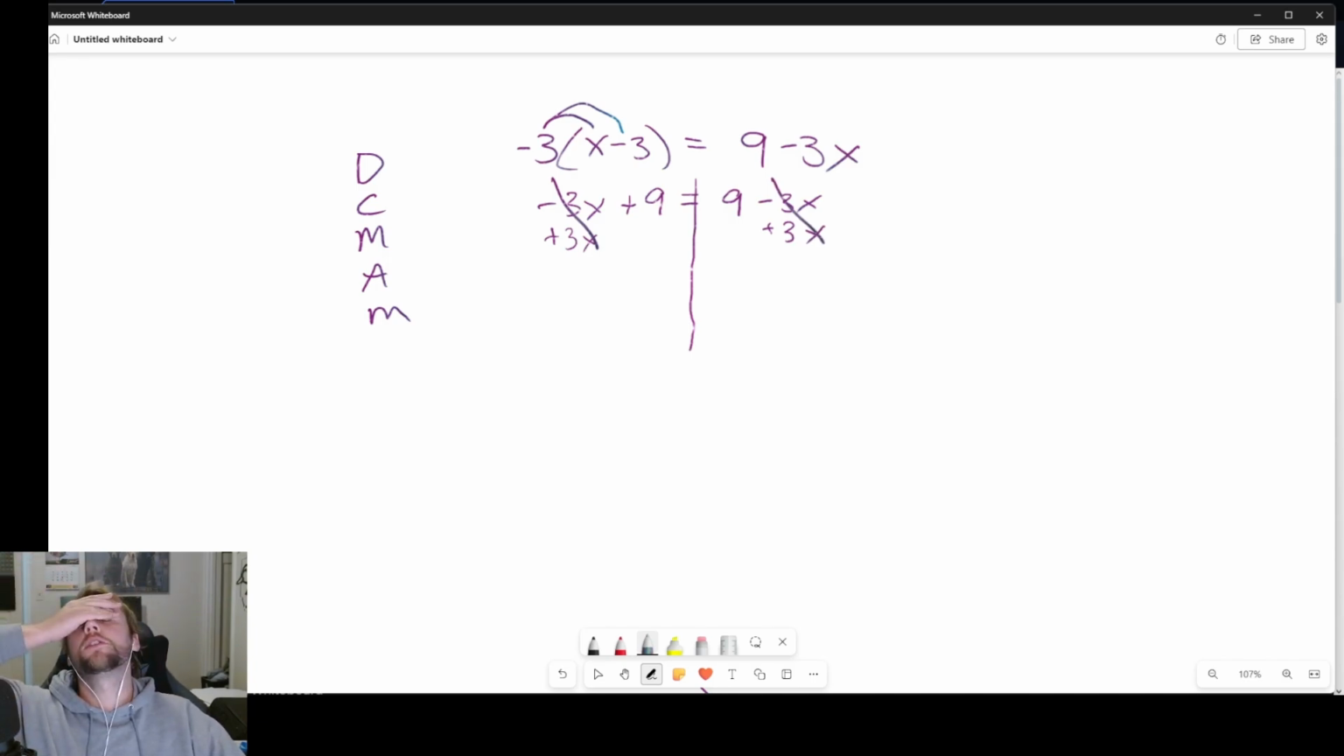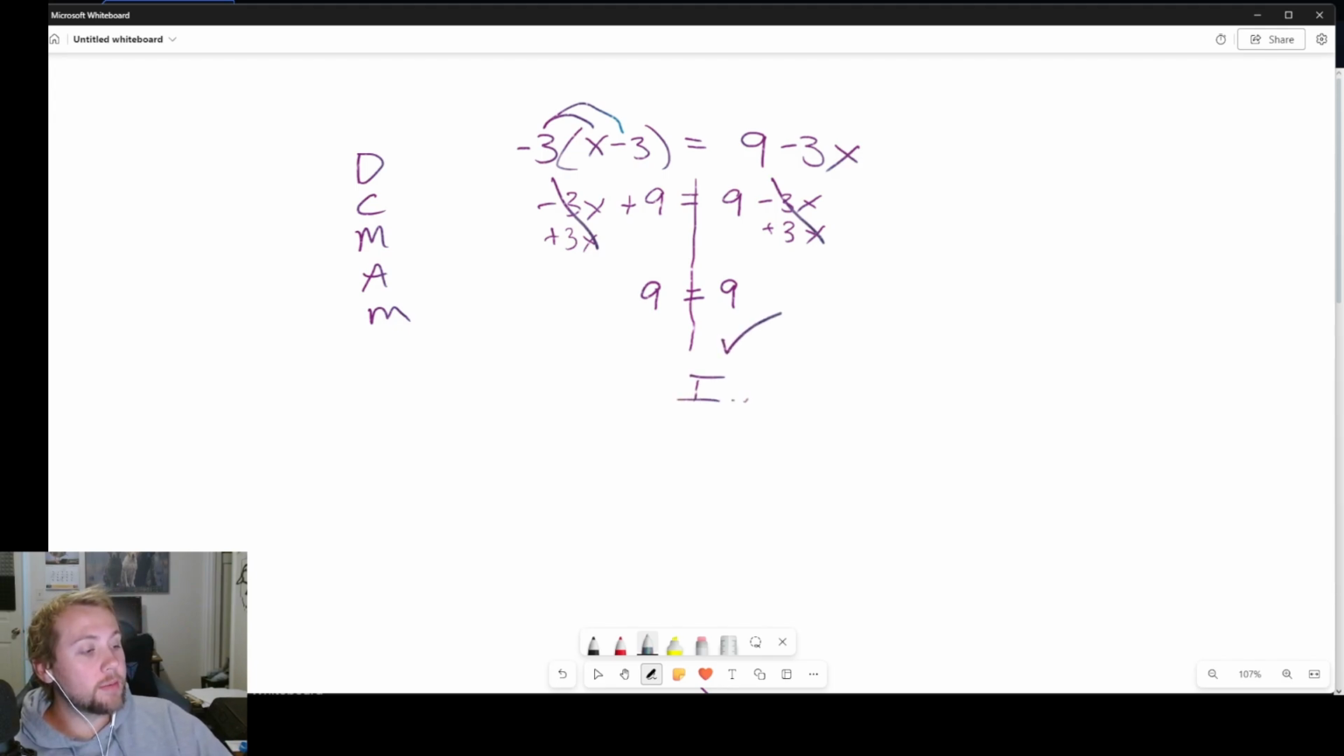What on earth should I do? You should just drop down everything. So let's drop down 9 is equal to drop down 9. Then you ask yourself, wait a second, is 9 equal to 9? Yes. And if that is a true statement, then your answer is going to be infinitely many solutions.